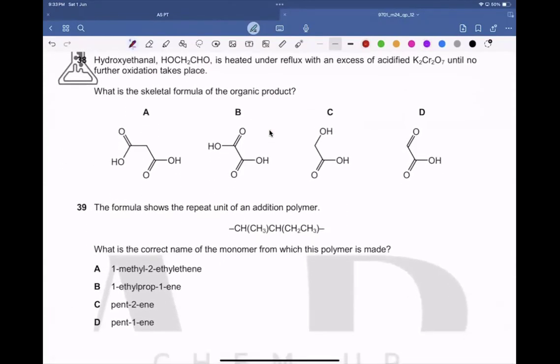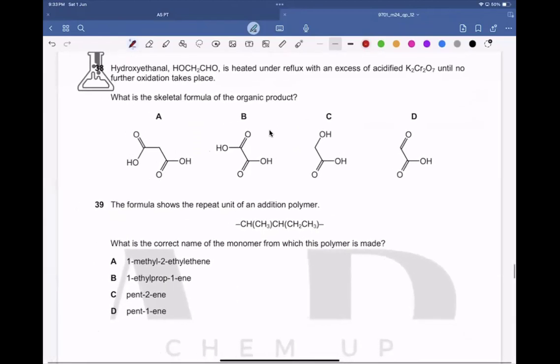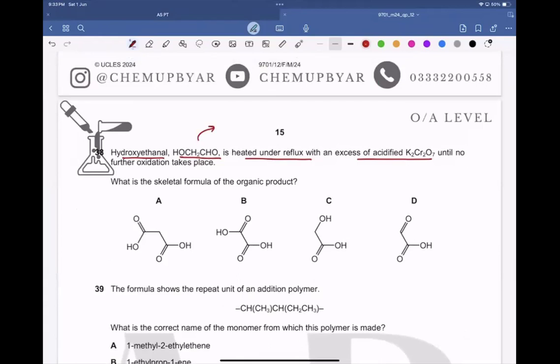Question number 38. Hydroxyethanol is heated under reflux with an excess of acidified dichromate. So it means it's an oxidation. There are 2 carbons only, right? The carbon on the right is an alcohol, which turns into carboxylic acid. The carbon on the left was an aldehyde, which also turns into carboxylic acid, until no further oxidation takes place.